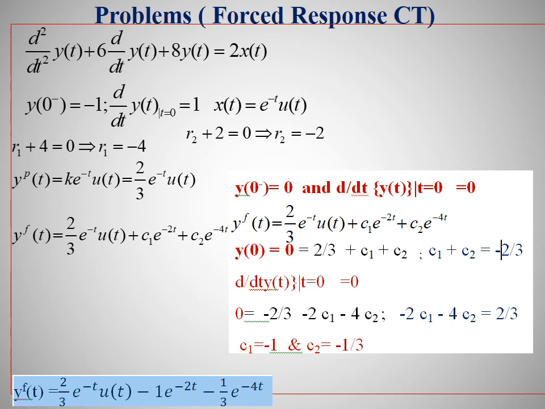So, the forced response now becomes yf of t is equal to 2 by 3 e power minus t u of t minus 1 from here, e power minus 2t minus 1 by 3 e power minus 4t. This is the solution for the problem given above.